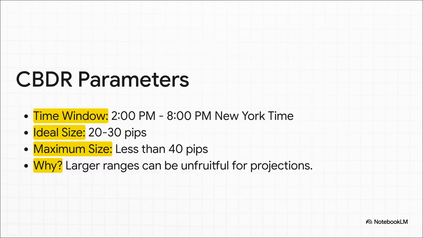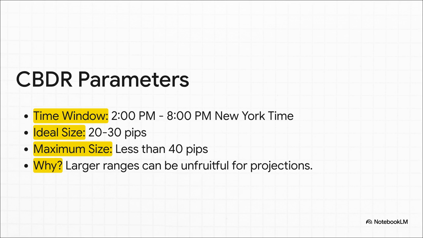Okay, and this is where you really need to pay attention, because the parameters are everything. The time window is set in stone. It's from 2 p.m. to 8 p.m. New York time, no exceptions. The size of the range during that window is also super important. Ideally, we're looking for a nice, tight range of about 20 to 30 pips.